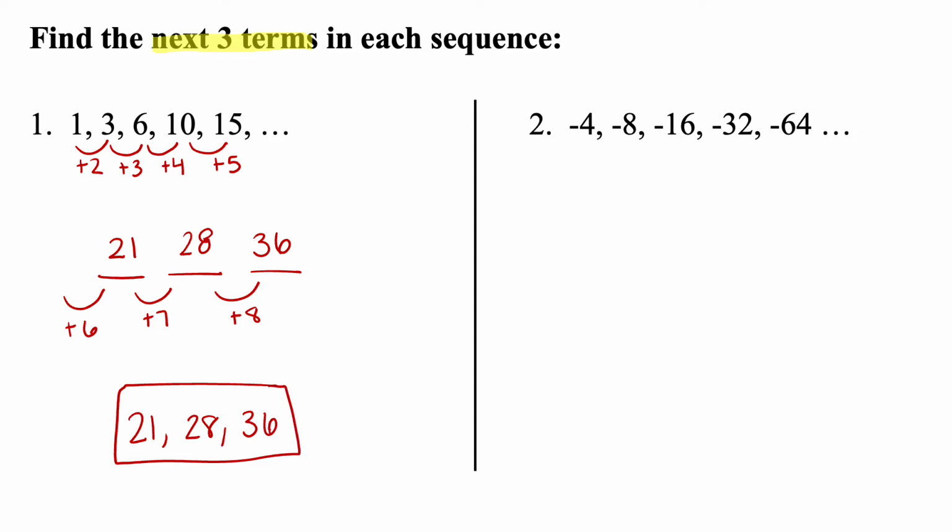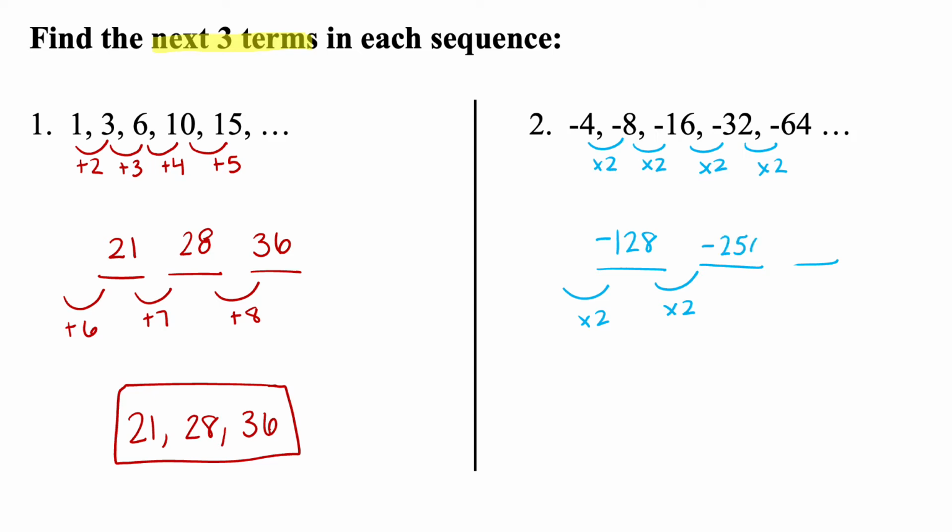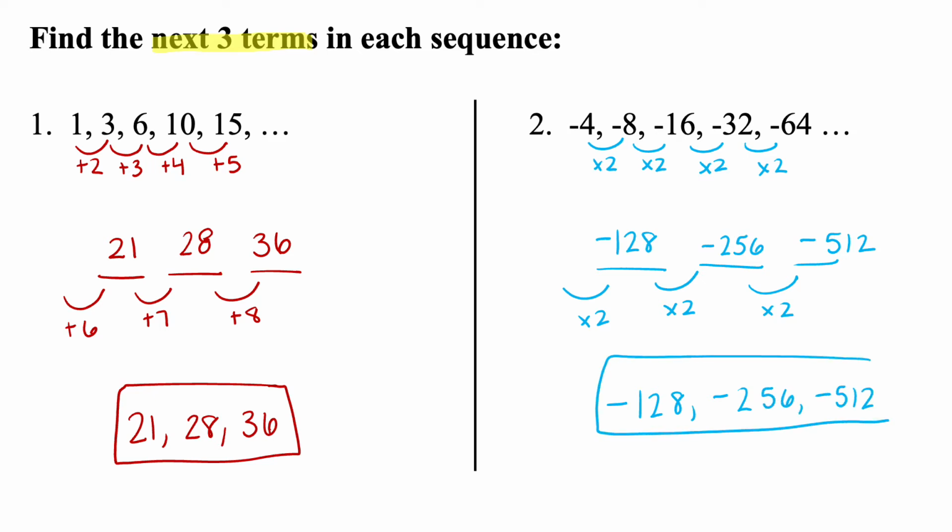For number 2, again, take a second if you need to recognize the pattern. For each of these, we are multiplying by 2. So to find our next three terms, we would do the same. So negative 64 times 2 takes us to negative 128. Multiplying by 2 gives us the term negative 256. And multiplying by 2 takes us to negative 512. So the next three terms in this sequence would be negative 128, negative 256, and negative 512.